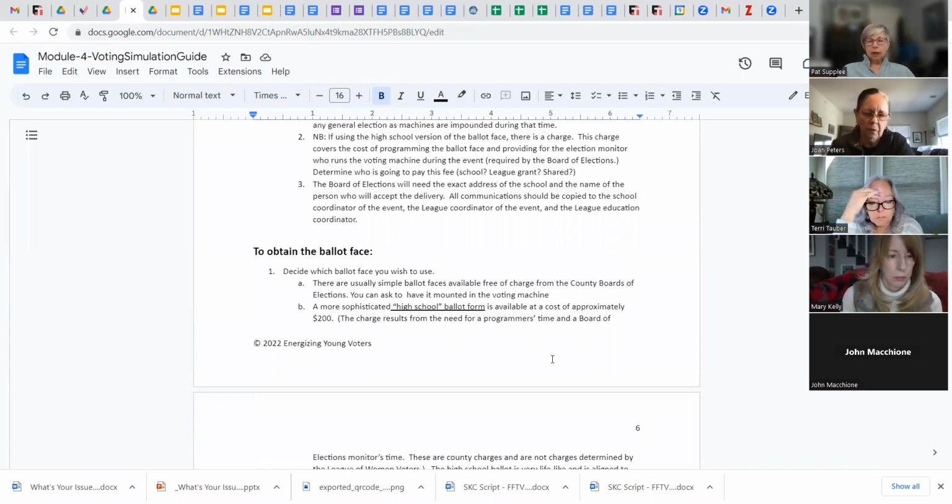I mentioned Union County. Union County has allowed Plainfield High School to develop their own ballot face so that it reflects questions that are facing the kids in school right now. They are putting on a public question so the kids learn how to deal with a public question on the ballot face. And they're doing all of that for free. Some counties will not do that. They have a standard educational ballot that they use, which is fine. It's just not as much fun because it's not directly related to the kids.